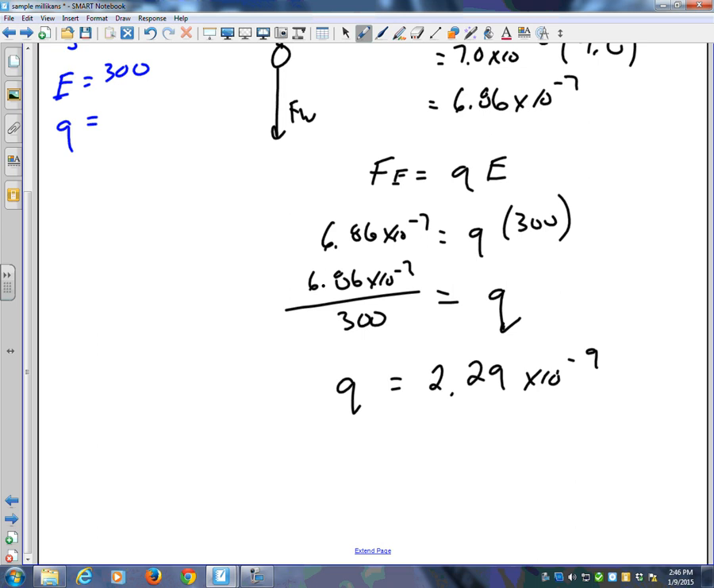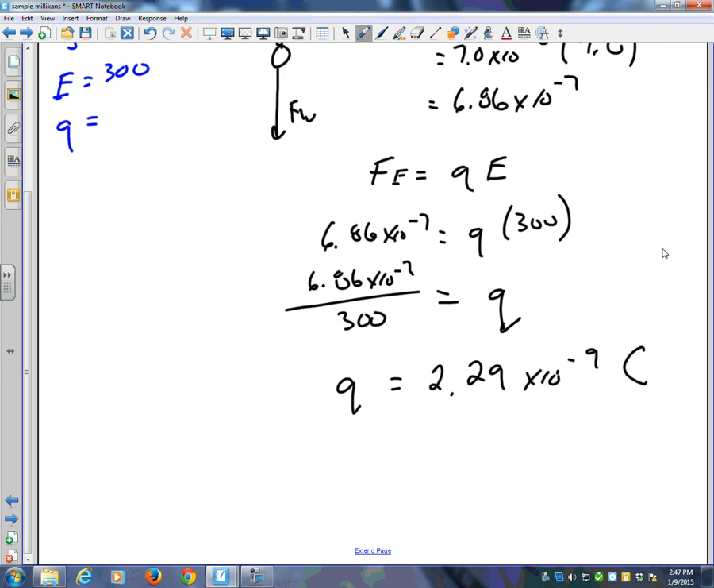What do we measure charge in? Coulombs. So far, don't flip the page over. So far, that's pretty much the same as the previous question, right?